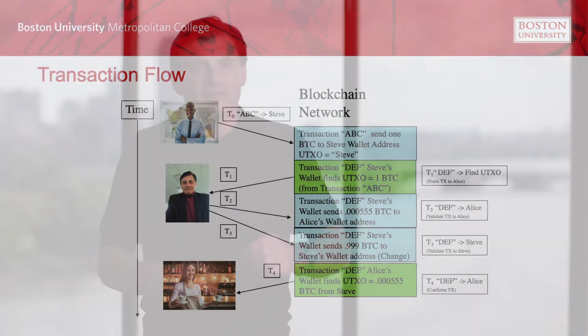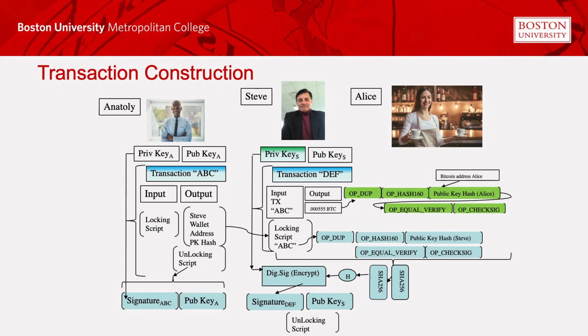But it's reliant on me finding the Bitcoin in the first place, in transaction ABC, and then splitting it into two and sending it to Alice and myself with the right public-private keys. This is what a transaction looks like on this slide.